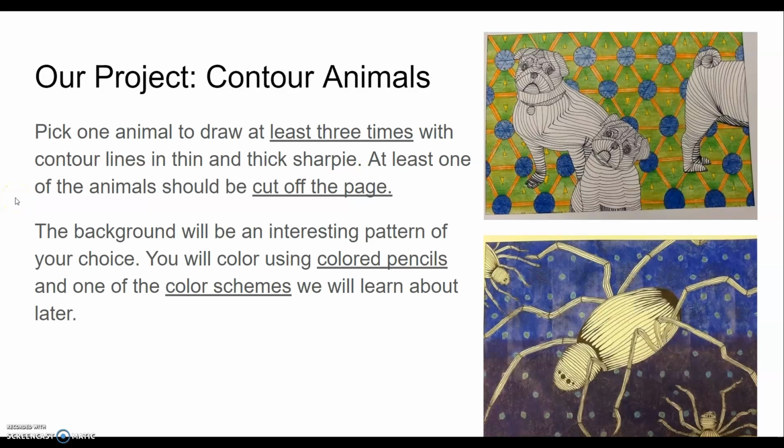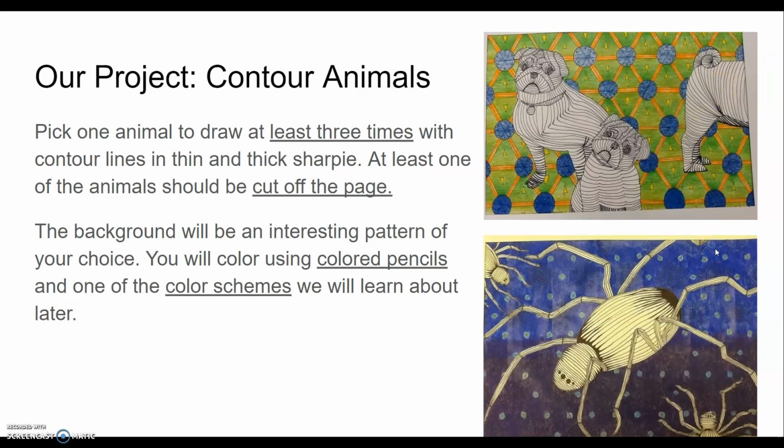Okay, so our project for this week is to draw 3 large animals using contour and cross contour lines. You are going to do 3 of the same animal, but it needs to have different poses. So, for example, this one, the dog is looking straight at you, but its head is tilted. On this one, we see just the rear end of the dog.